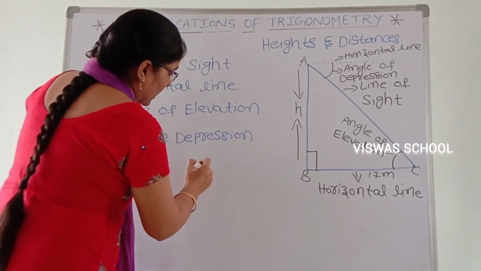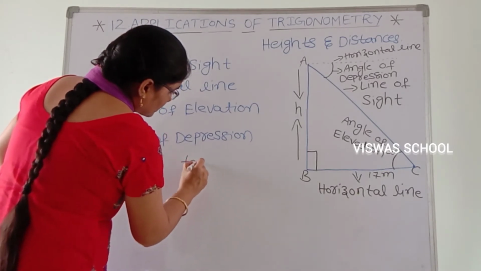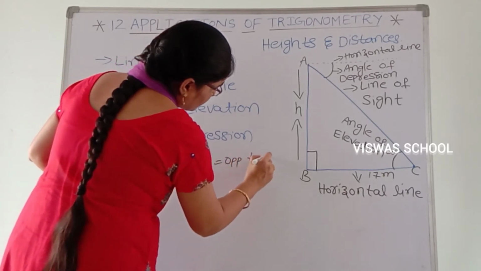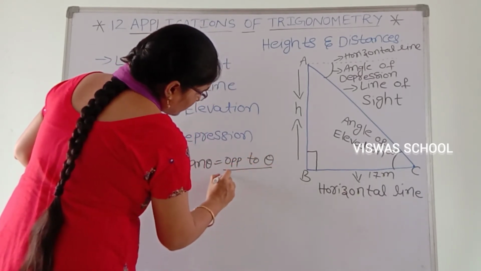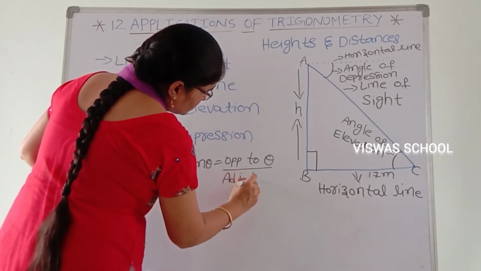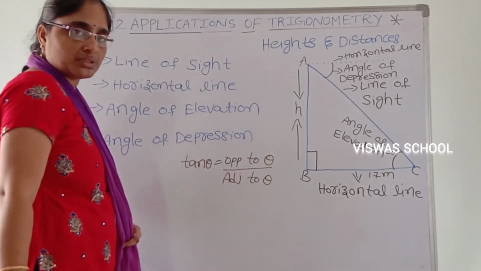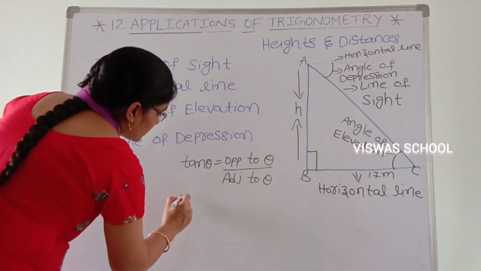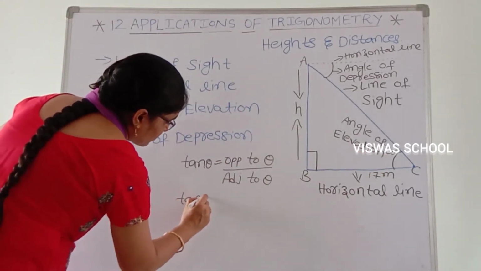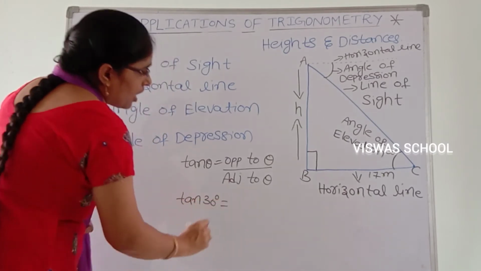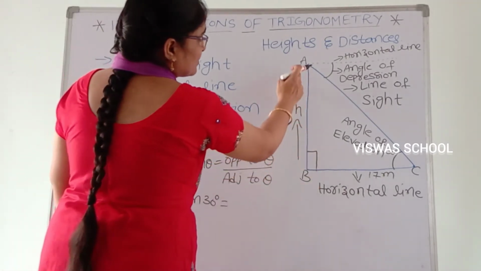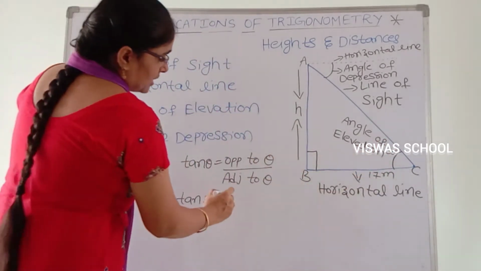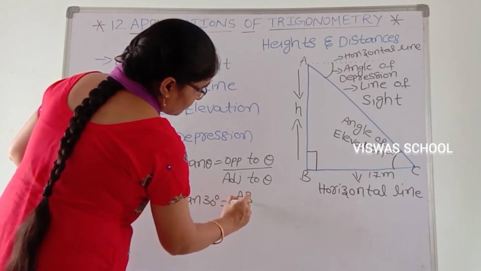Here first you write what is tan theta? Opposite to theta by adjacent to theta. Here theta means what? 30 degrees. Now tan 30 degrees is equal to opposite to theta, this is what? AB. And adjacent to theta, this is what? BC. AB by BC.